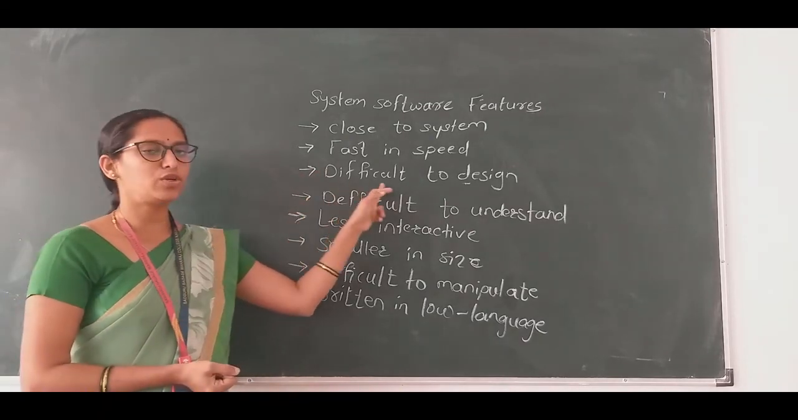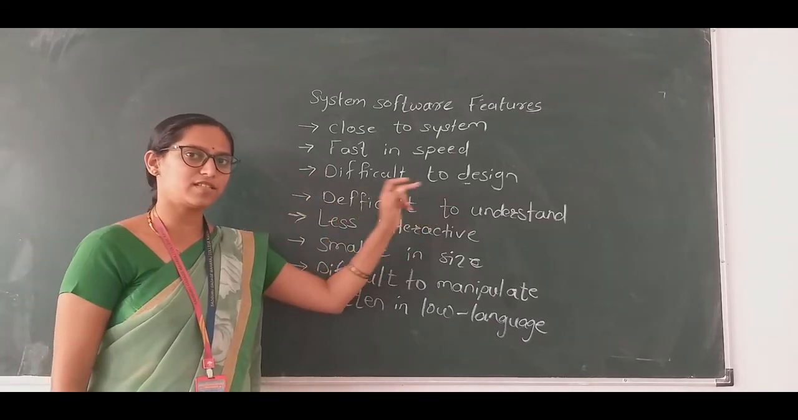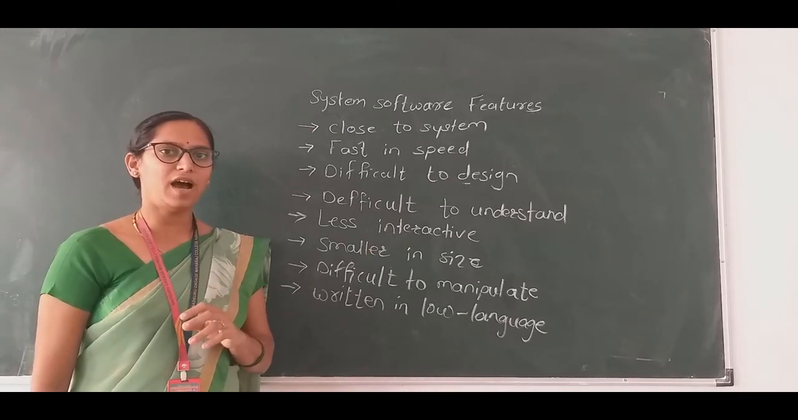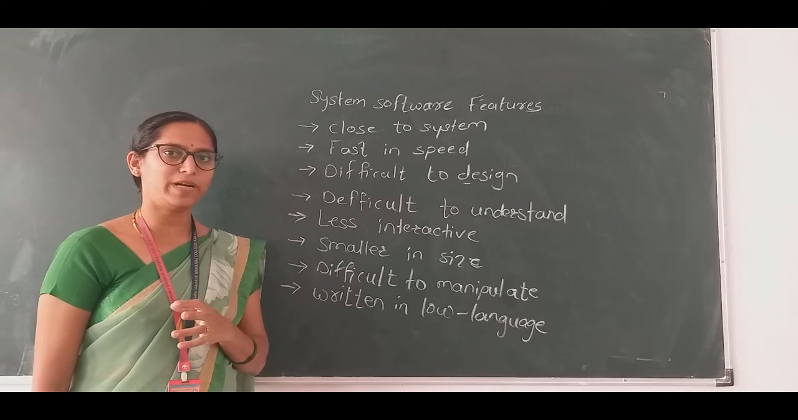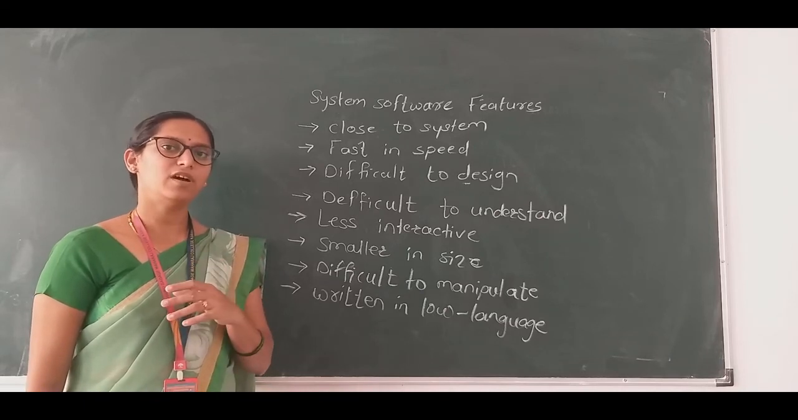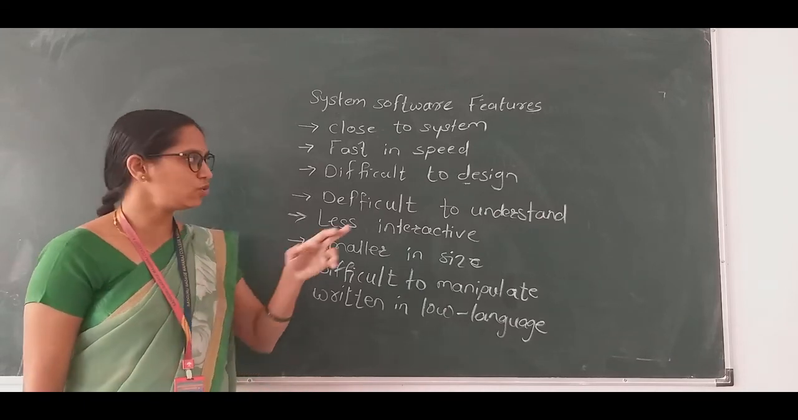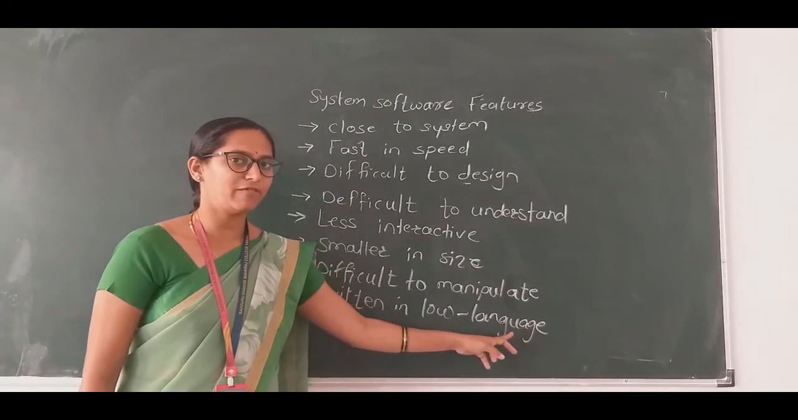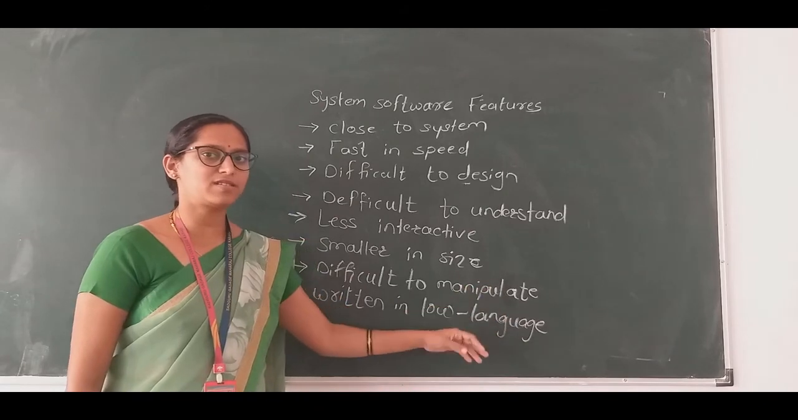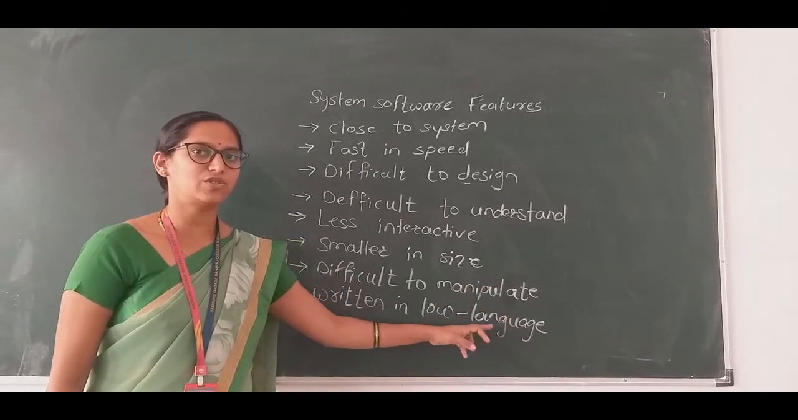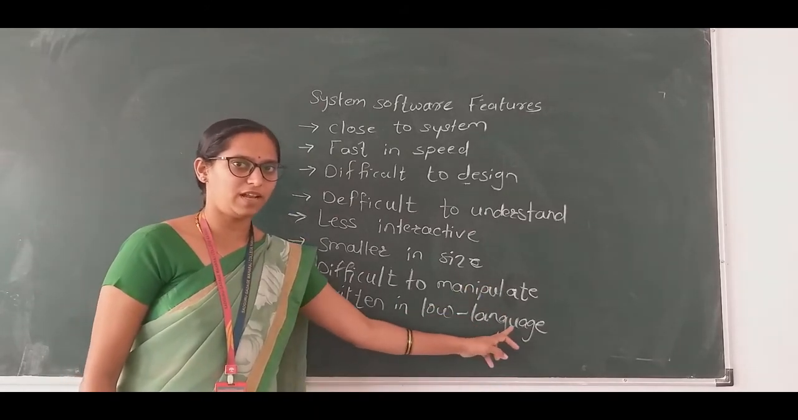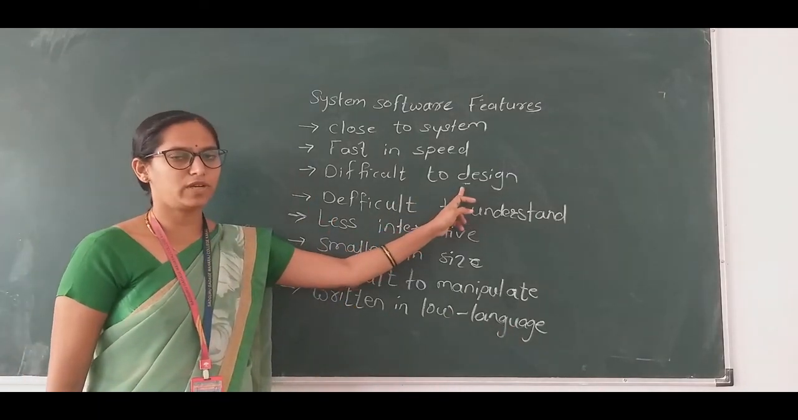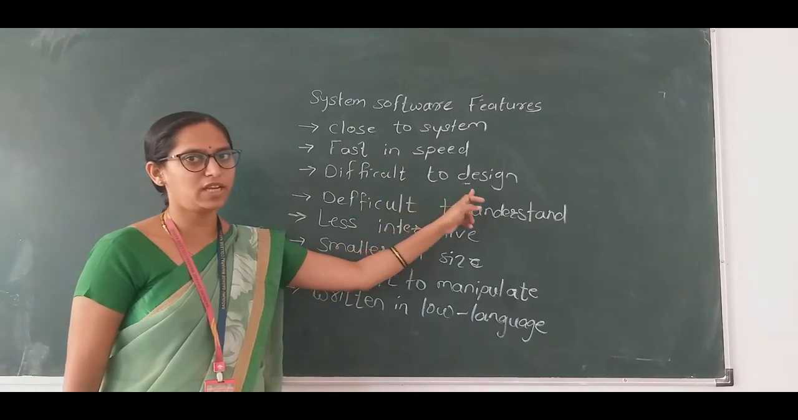Third is difficult to design. Why? Because it's a system software, that's why designing on that platform is hard. Why? Because all the different operating systems are designed on different platforms, using which languages? Low level languages. Those languages are hard to understand, hard to implement, hard to write. That's why using those low level languages, they can design the system software. That's why we say difficult to design.